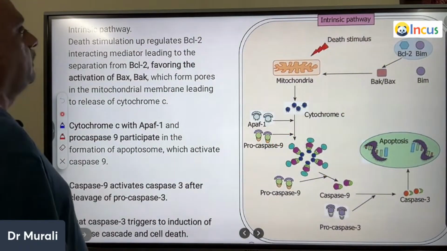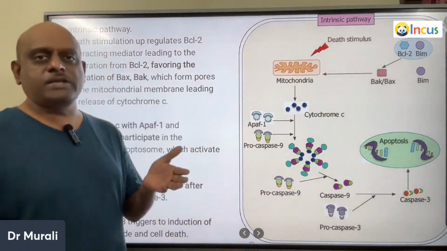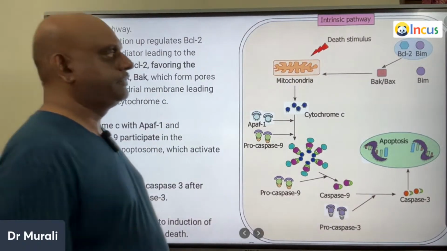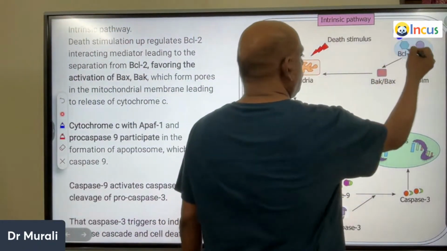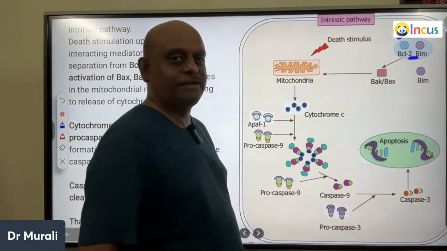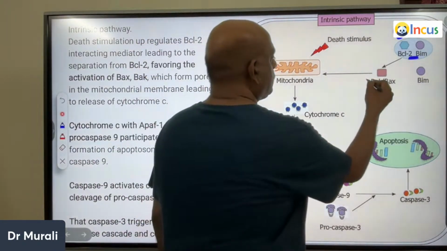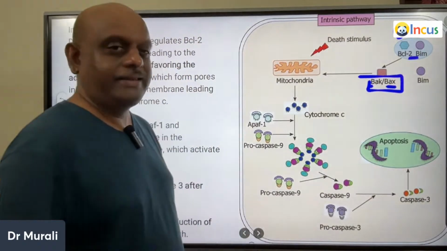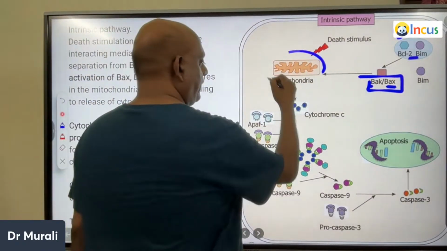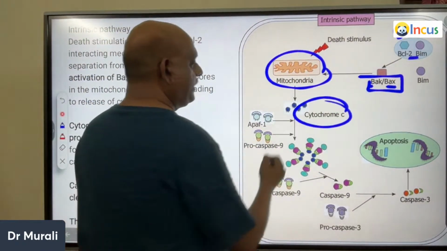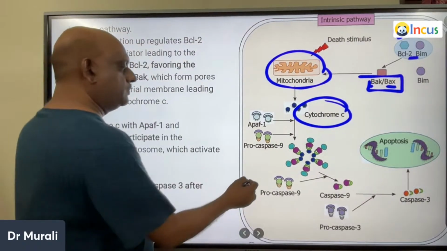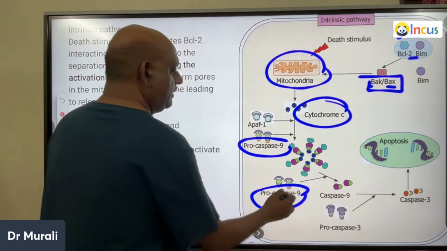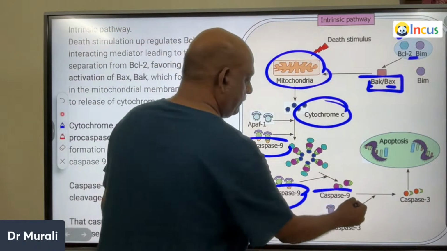Now, let us look more closely at the intrinsic pathway. You have BCL2 and BIM, that in turn will cause BAX to get activated. That in turn acts on the mitochondria, that causes cytochrome C. Cytochrome C in turn will cause procaspase 9 to become caspase 9.